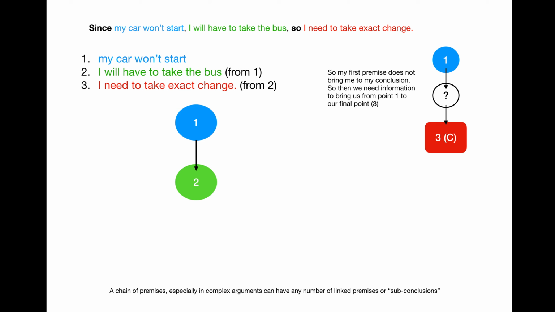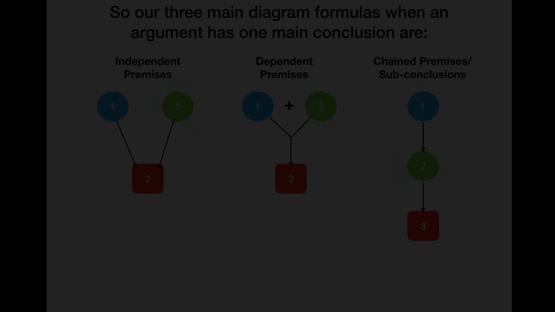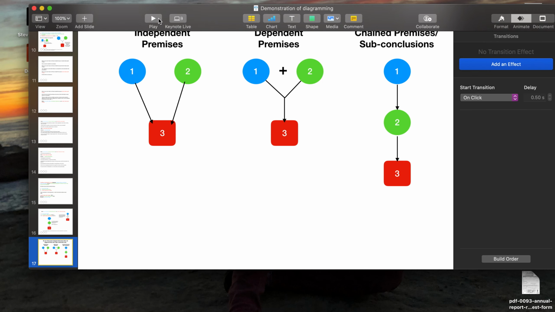All right, so my car won't start, so I will have to take the bus. I'll have to take the bus, so I will need exact change. So they link up like that, okay? Our middle premise is like a sub-conclusion. First we go from 1 to 2, and then we go from 2 to 3. All right, 2 because of 1, then 3 because of 2. Oh, no, wait, we're not done.